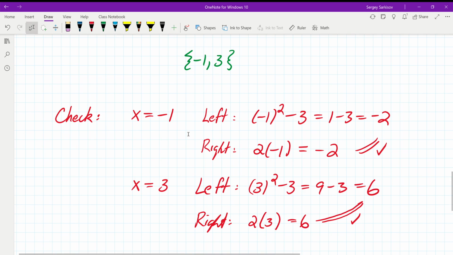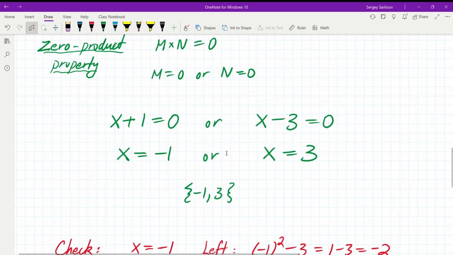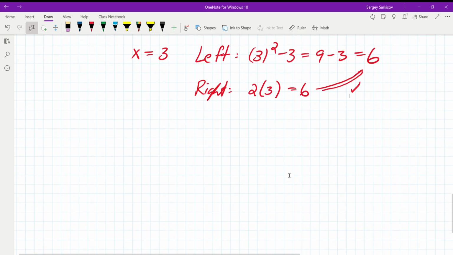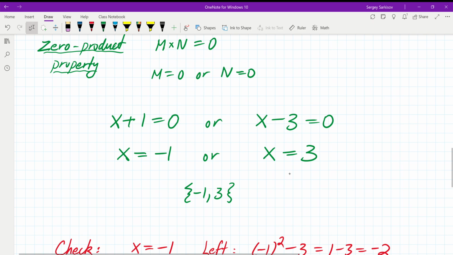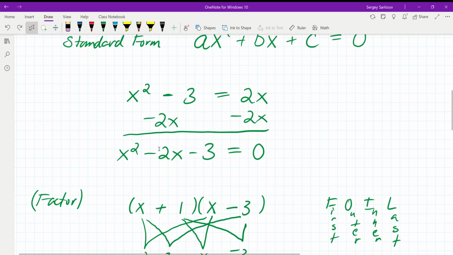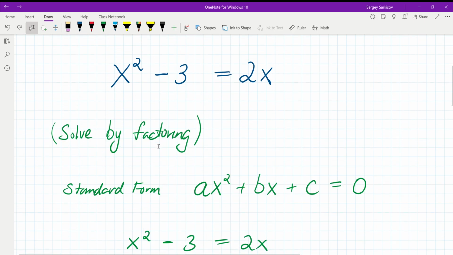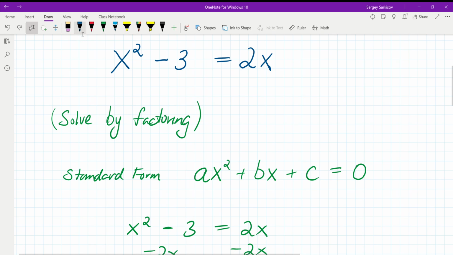On rare occasions you want to check, because sometimes if you have a square root, like a radical equation, you'll get new solutions, but one or two of them may not work. Anyway, there's an answer, and we solved it by factoring. Now you're like, well, okay, cool. Well, there are other ways of solving. So I'm going to show you another possible way of solving this problem.